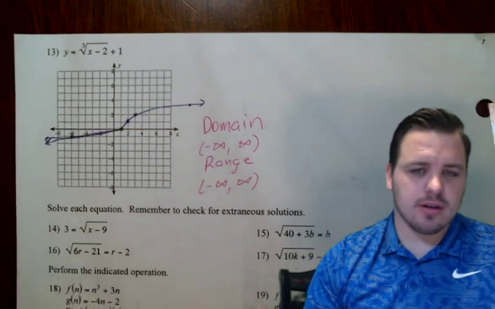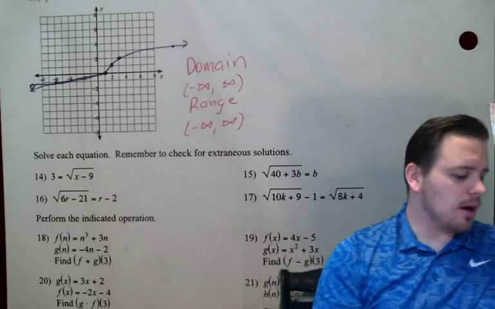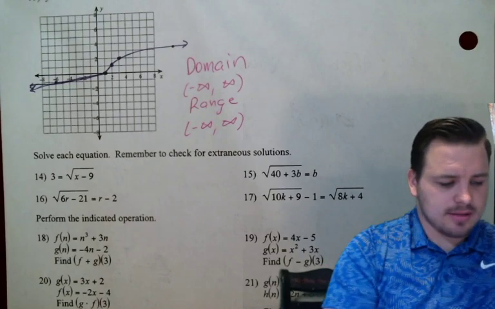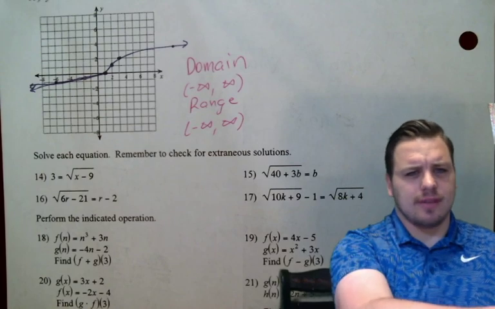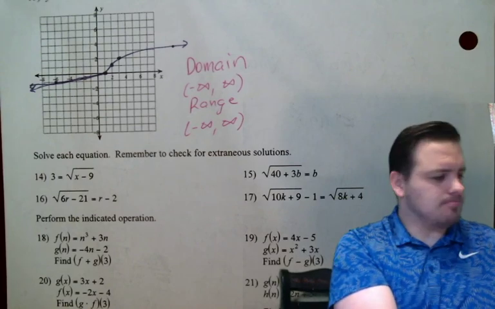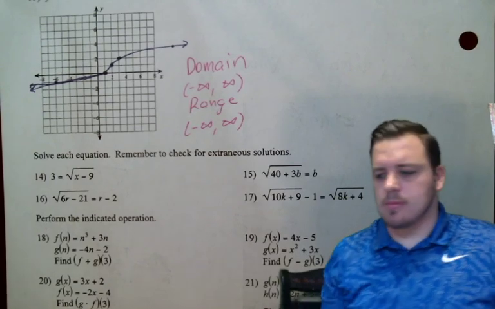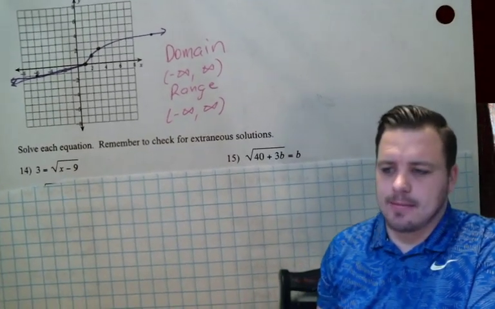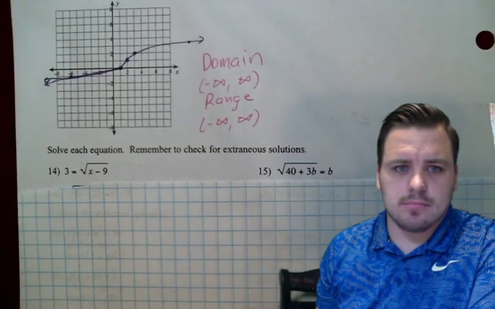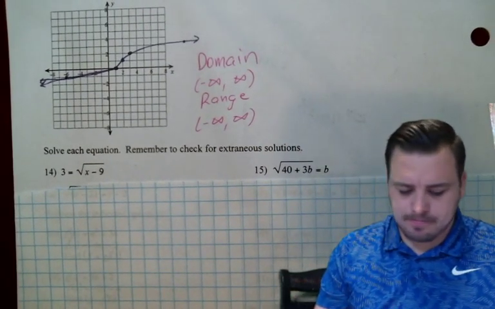All right, very good. Good to see you all here today as well. So let's continue on in this matter. I'm going to get a piece of paper here for 14 through 17, probably. So number 14.